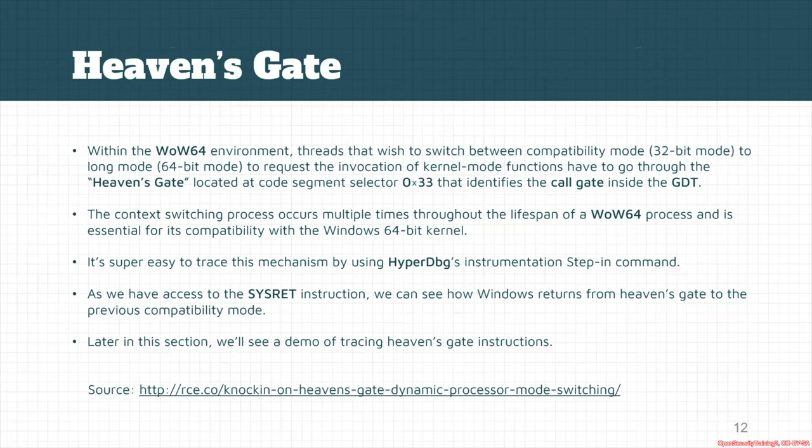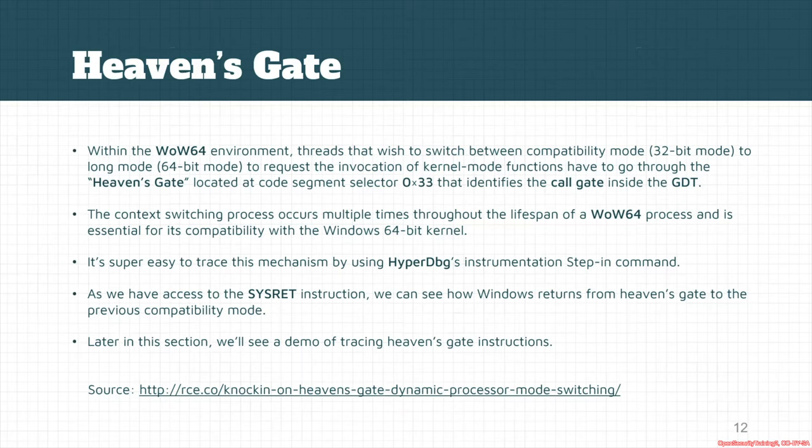If a thread wants to switch between the compatibility mode to the long mode or the 64-bit mode, then a mechanism is used, which is called Heaven's Gate. This Heaven's Gate is located at the code segment selector of 0x33, and it identifies a call gate inside the global descriptor table or GDT table. You can read more about it on the internet.